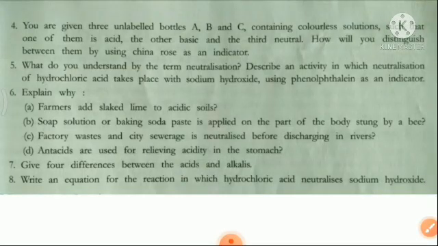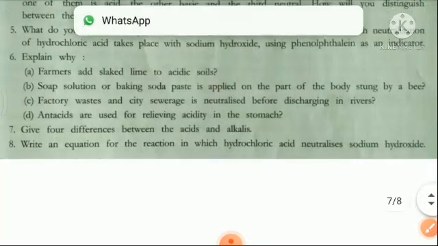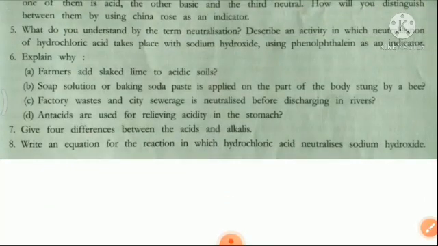Antacids are used for relieving acidity in the stomach. Because what is acidity? During acidity, an excess amount of hydrochloric acid is produced in the stomach. Antacids contain magnesium hydroxide and aluminum hydroxide, and these are bases. They will neutralize the excess hydrochloric acid that is produced, and it will relieve us from acidity.